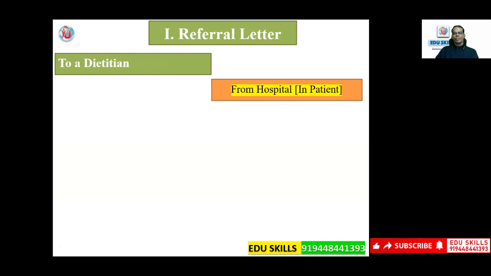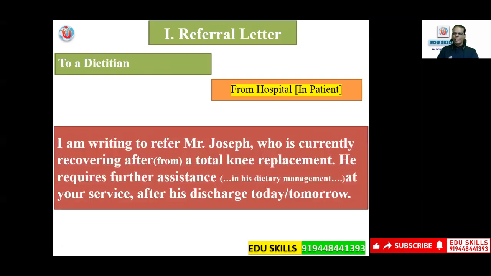Referral letter to a dietitian from a hospital. I'm just giving you, for different people, how you can do the variation in your writing. I'm writing to refer Mr. Joseph, who is currently recovering after or from, as you like, a total knee replacement, but I always recommend after a total knee replacement. A surgery goes with after, as for me, is better, but you will not be penalized even if you use from. He requires further assistance in his dietary management, or whatever the case note gives, at your service after his discharge today or tomorrow or next week, whatever.